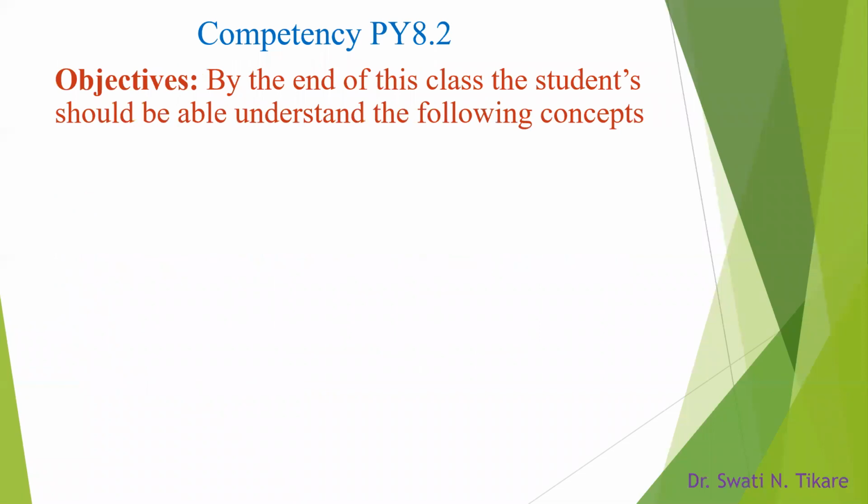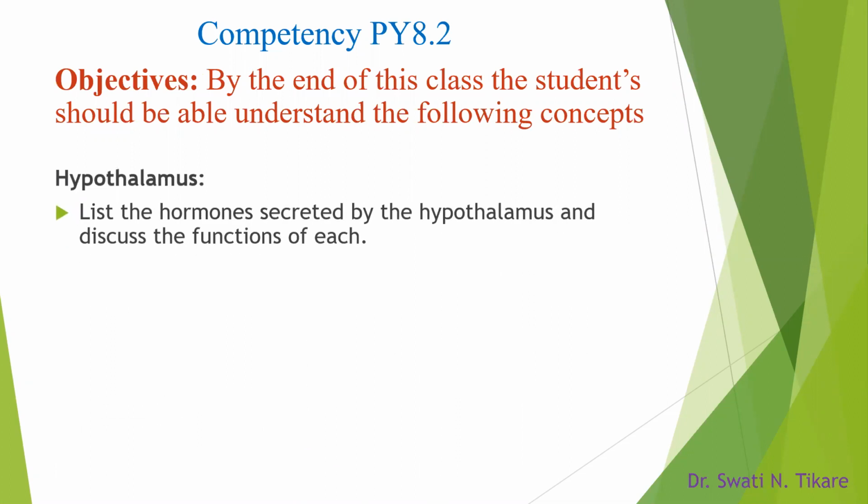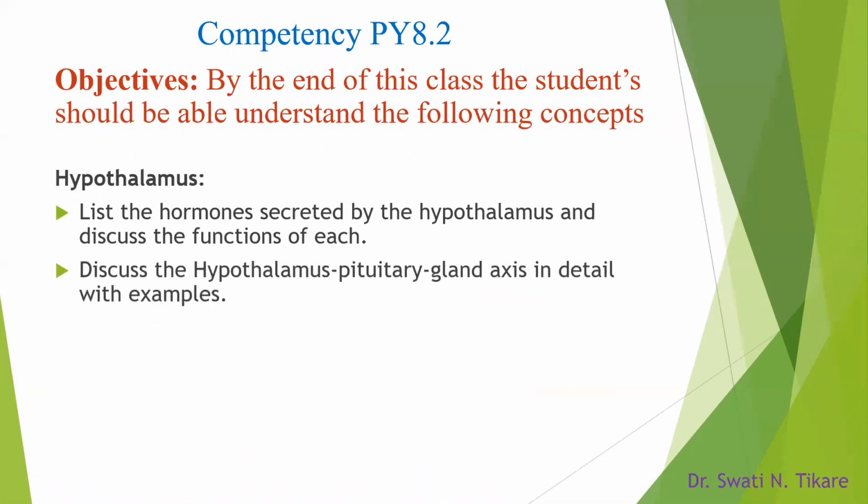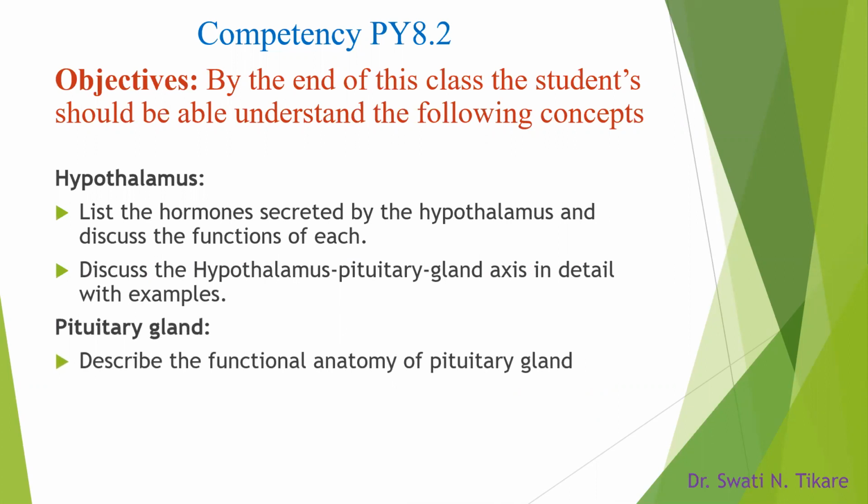So this is all about today's class. We wanted to complete these portions. We have listed the hormones secreted by the hypothalamus, the releasing and inhibiting hormones, and discussed their functions and how they act on the anterior pituitary. Then we discussed the hypothalamo-pituitary axis: the anterior pituitary is connected vascularly and the posterior pituitary by neural connections to the hypothalamus. We understood the functional anatomy of the pituitary gland, and the presence of the portal system between the hypothalamus and anterior pituitary.